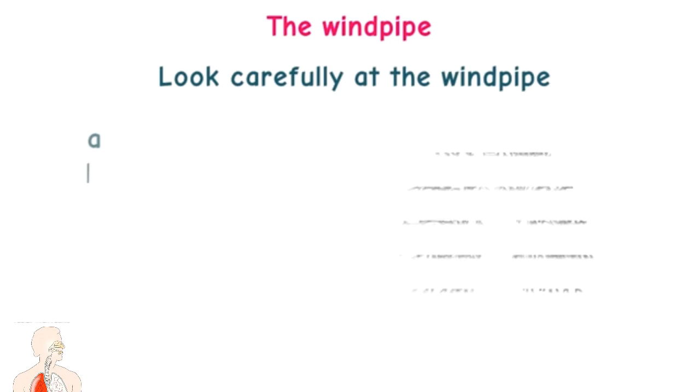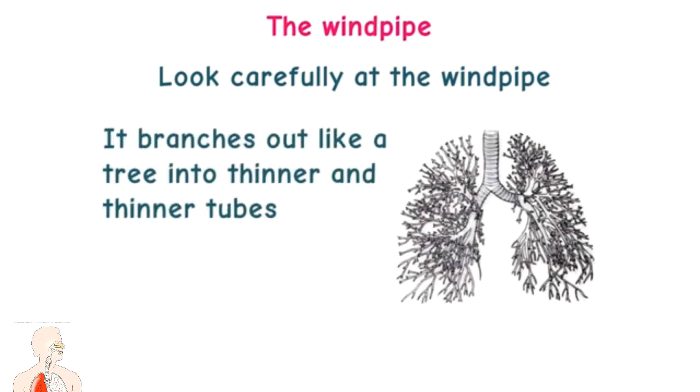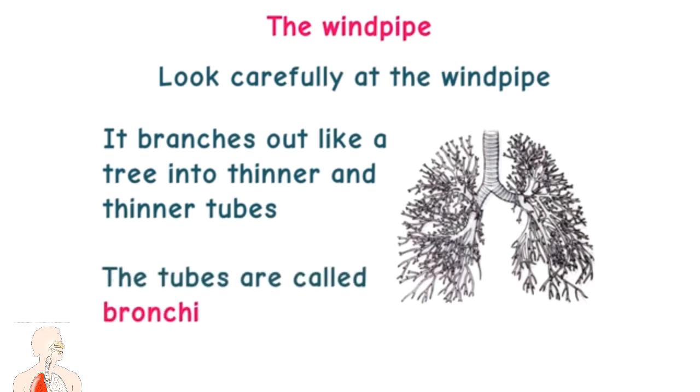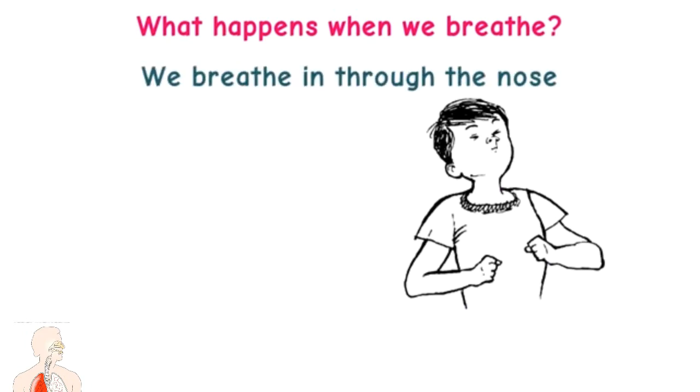Students, look carefully at the windpipe. It branches out like a tree into thinner and thinner tubes. ये tubes क्या कहलाते हैं? Bronchi.